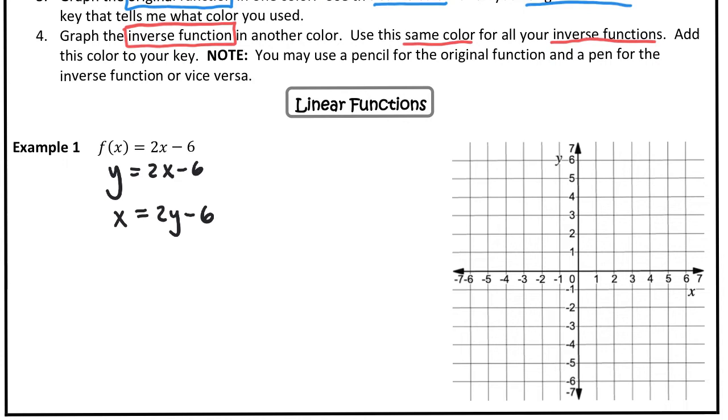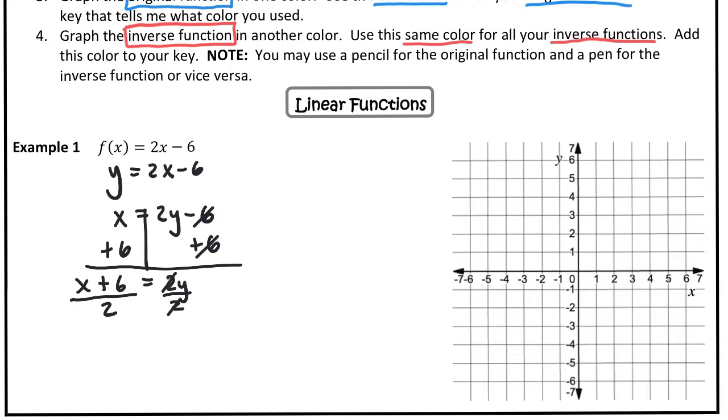Then step 3 is solve for y, so working to get y by itself. So I'm going to add 6 on both sides. I get x plus 6 equals 2y. The 6's cancel. Then the opposite of multiplying times 2 is dividing by 2. These are going to cancel. I'm going to be left with y equals x over 2 plus 6 over 2.